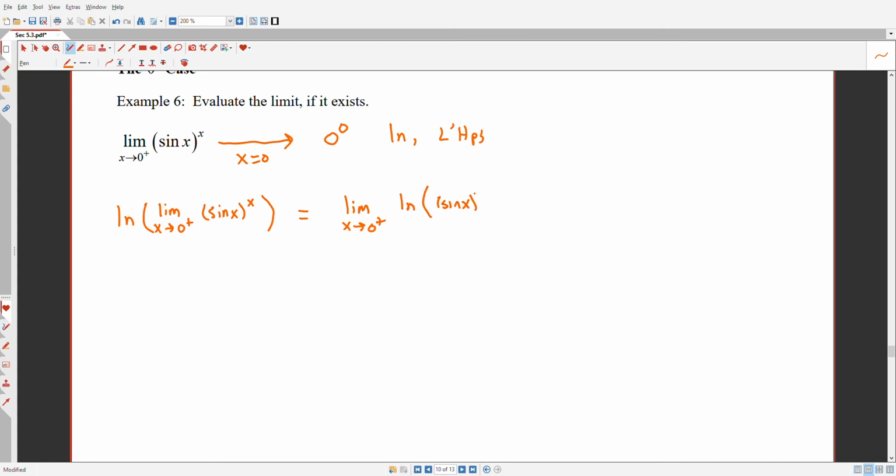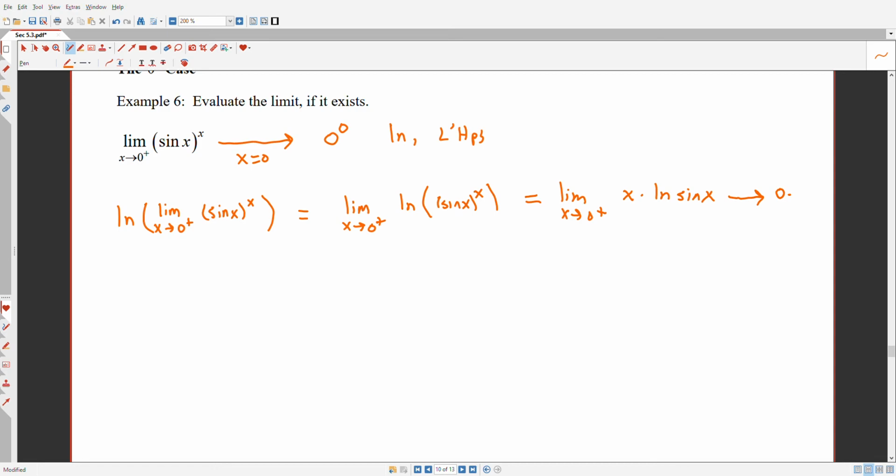I have too many parentheses. And now I can use my logarithm power rule to bring that silly power down. And now I have this. And now when I plug in x equals 0, I will get 0 times the log of 0. That's something you really do want to remember.